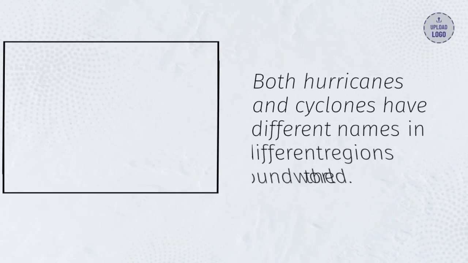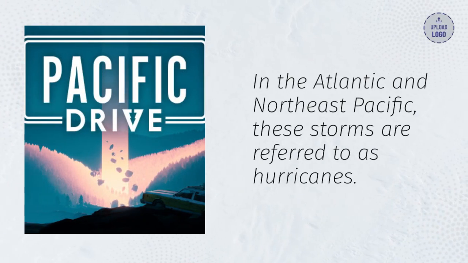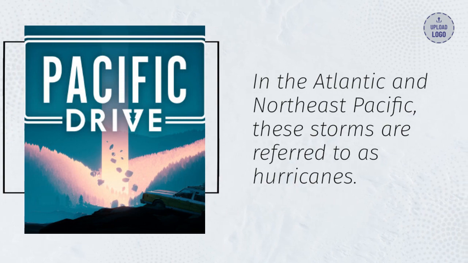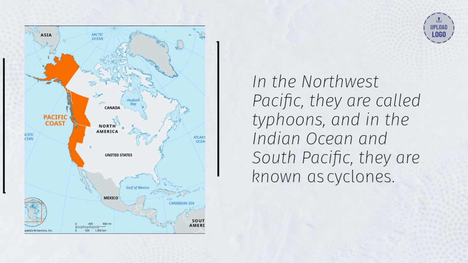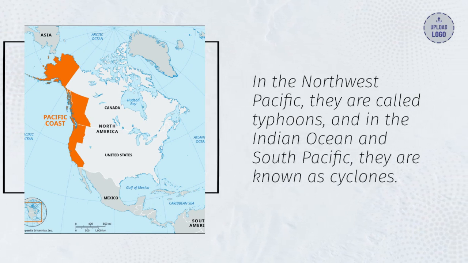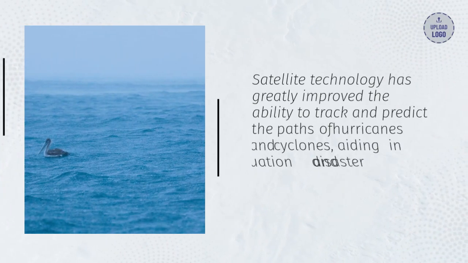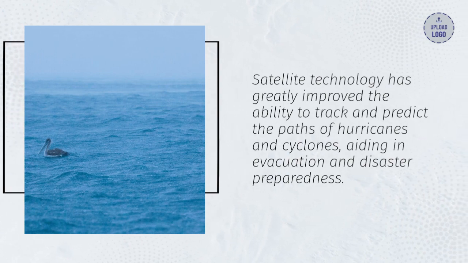Both hurricanes and cyclones have different names in different regions around the world. In the Atlantic and Northeast Pacific, these storms are referred to as hurricanes. In the Northwest Pacific, they are called typhoons, and in the Indian Ocean and South Pacific, they are known as cyclones.